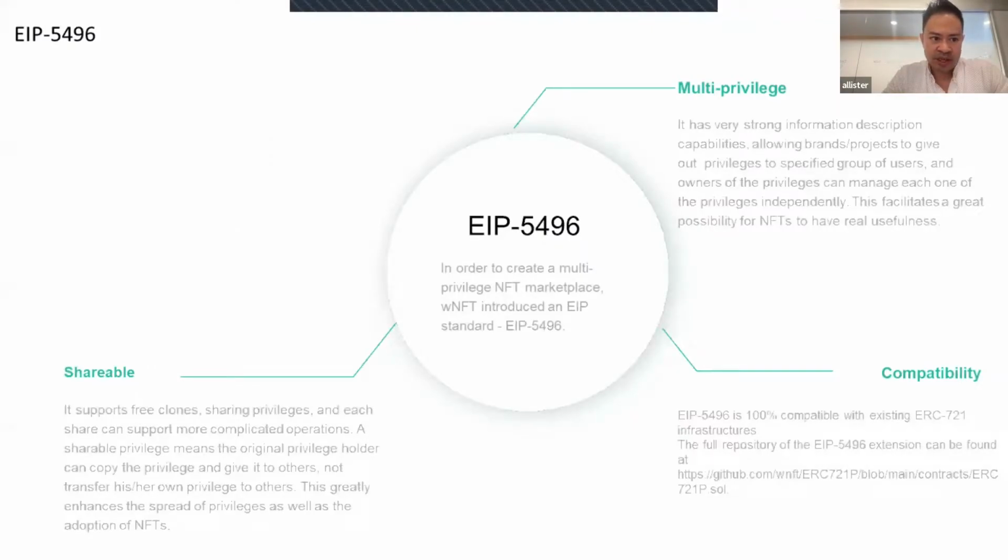So here's a little look at EIP-5496. We'll dive into it a little more. It's multi-privilege, like we say, so you can have multiple perks or rewards associated with it. It's shareable, which we'll go into more in a second. And of course, it has backwards compatibility.